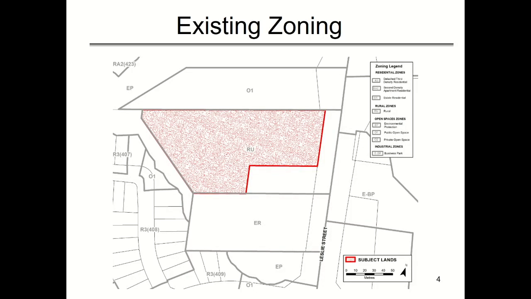The subject lands are currently zoned Rural, RU, under the town's zoning bylaw. Uses permitted in the Rural zone include agricultural uses, detached dwellings, second suites, greenhouses, home occupations, and places of worship.